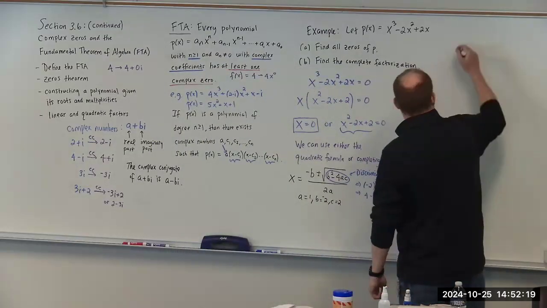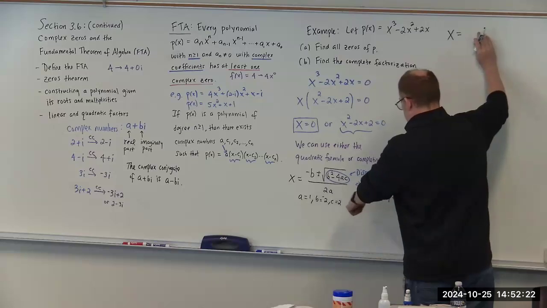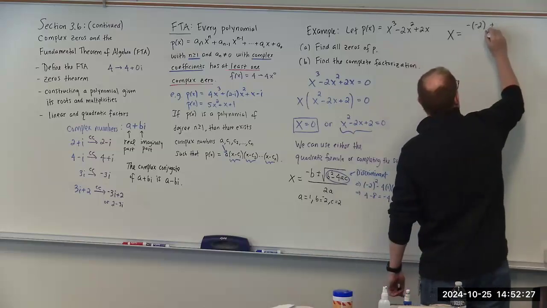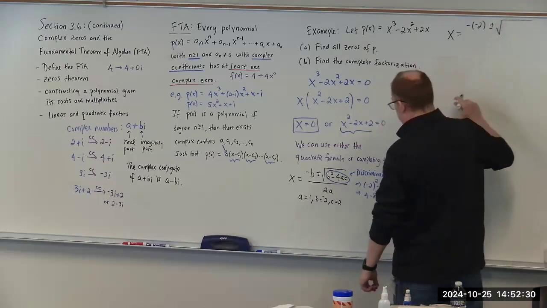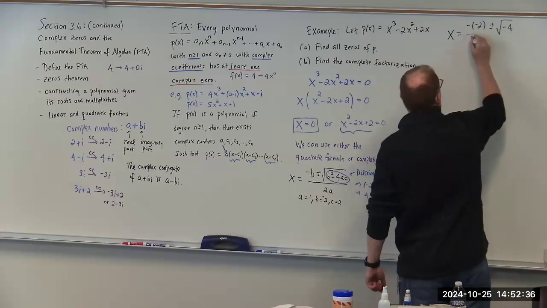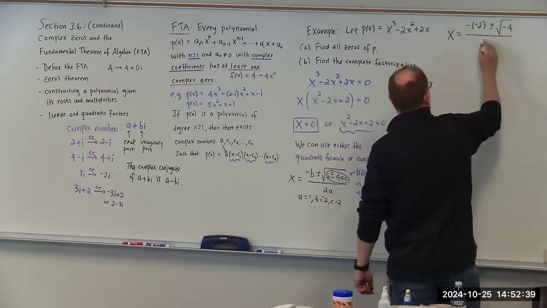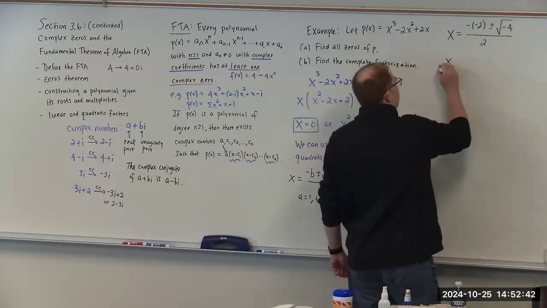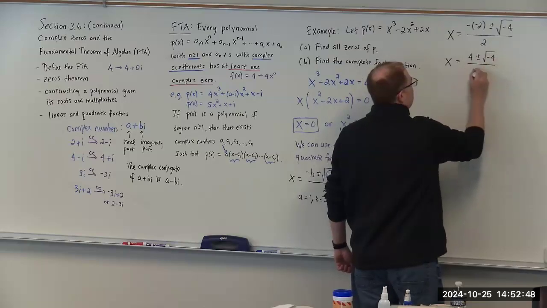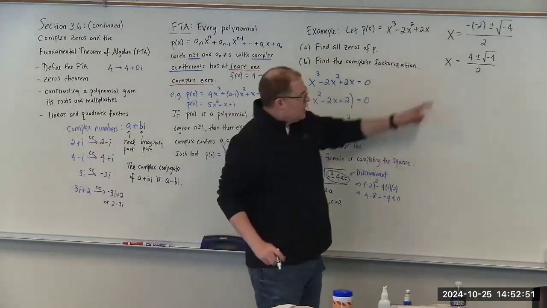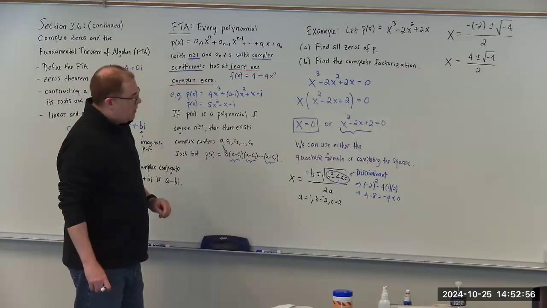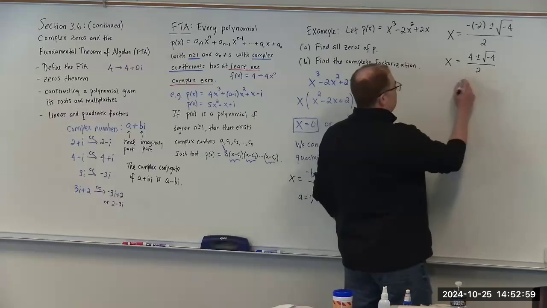We already found the discriminant. So x is going to be equal to negative b, so minus minus, plus or minus the square root. Well, we already did that here. So the square root of negative 4, all divided by 2 times a, a being 1. So this becomes that.